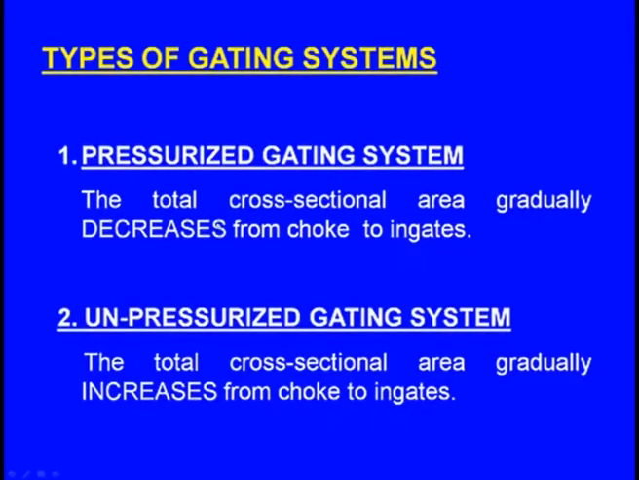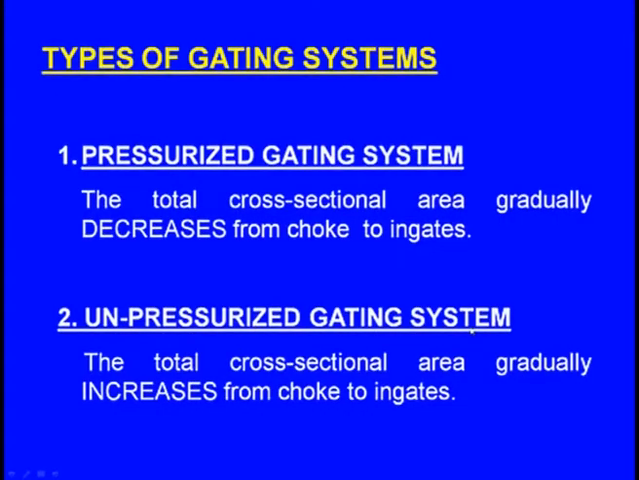In the pressurized gating system, the total cross sectional area gradually decreases from choke to ingates. Now, when we are pouring the molten metal, right. So, the molten metal enters into the sprue and, at the end of the sprue, it passes through the choke. Now, at the choke, the pressure will be more. As it enters into the runner, as it enters into the mould cavity, the pressure will be decreasing.